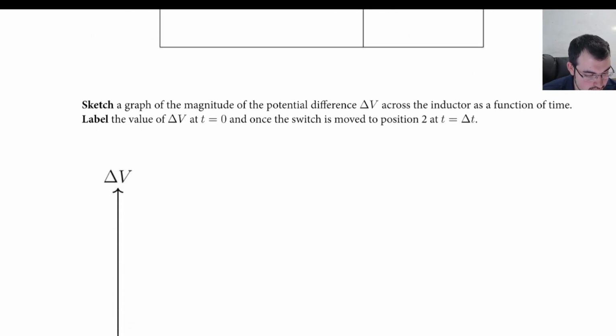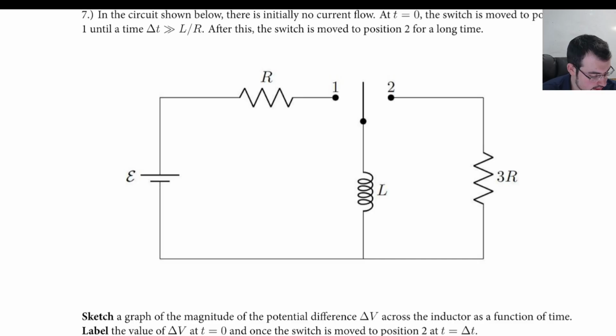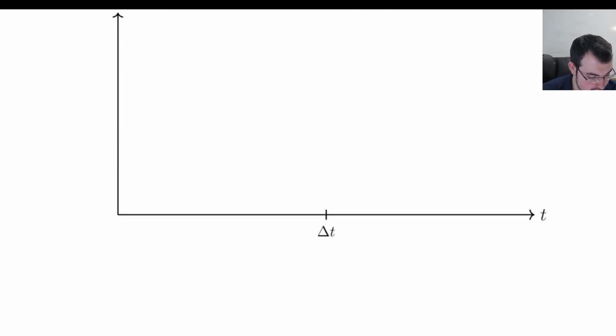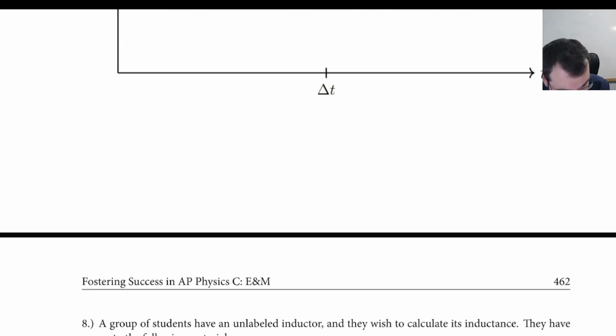We want to sketch a graph of the potential difference across the inductor as a function of time. We want to label the value at t equals 0 and the value at t equals delta t. All right, so first let's draw our two circuits.